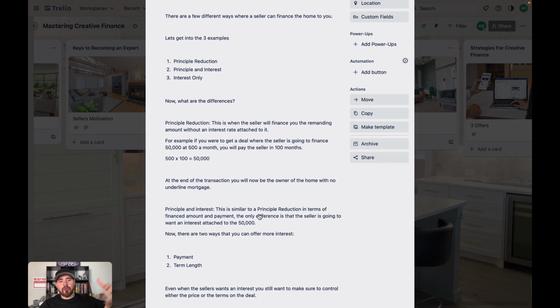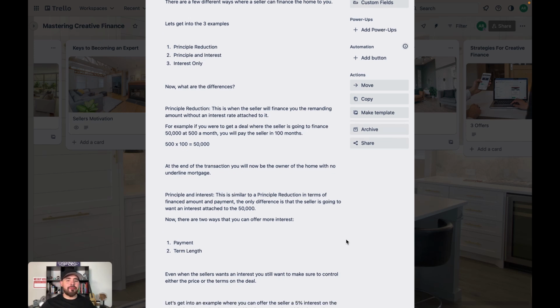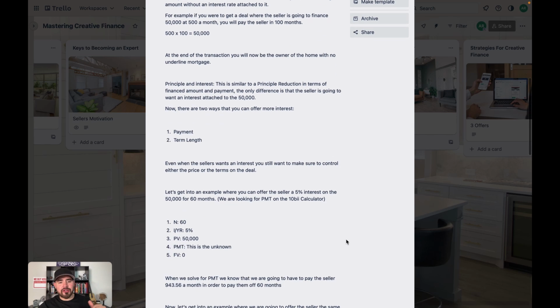Now, principal and interest. This is similar to a principal reduction in terms of financed amount and payment. The only difference is that they're going to want an interest rate on the principal amount. We're going to get into an example right now, but there are always 2 things that you can control. It's either going to be payment or term. So you can control price or you can control term.